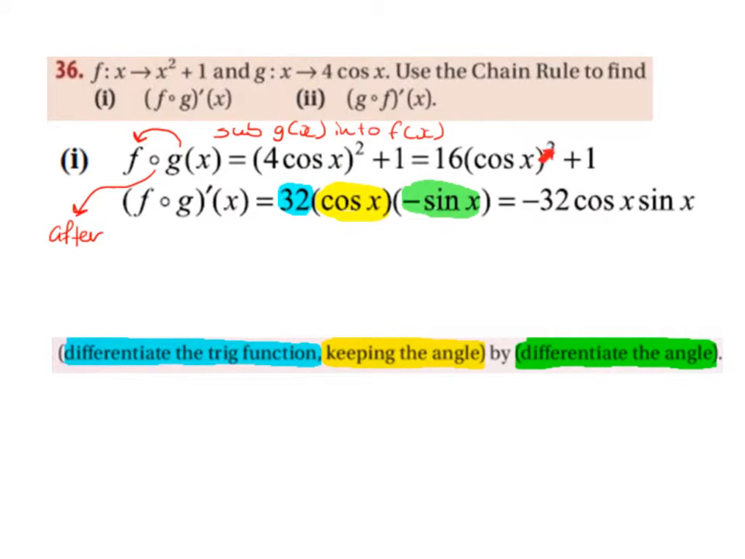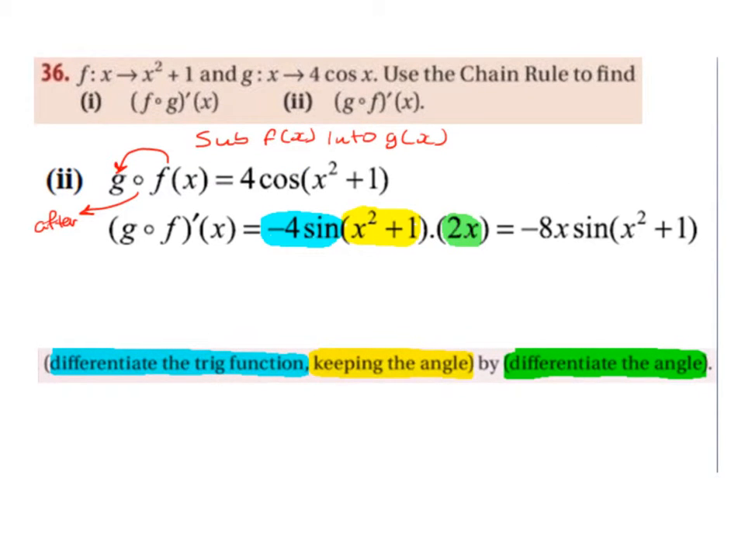We reduce the power by 1, so 2 minus 1 is 1, so cos x to the power 1 will just stay cos x. So we keep the angle, so we just have cos x with no power, but really there's an invisible 1. And then we multiply that by the derivative of the angle. So this is the inside part. So the derivative of cos x is minus sine x. So outside multiplied by inside. And then we just simplify. 32 times minus is just going to be minus 32. And then we stick on the cos x sine x, and we don't need any brackets anymore.